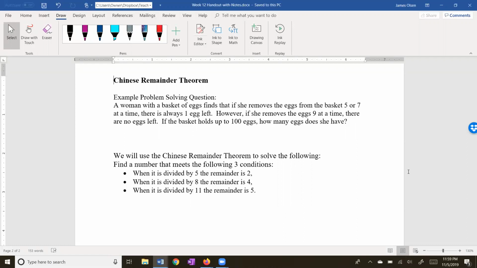Now, let's just think about that last bullet as an example. When divided by 11, the remainder is 5. So it might be 16, or 5 more than 22, which would be 27, or 5 more than 3 times 11, which would be 38. It's 5 more than a multiple of 11. Okay, now let's go over to our textbook and take a look.